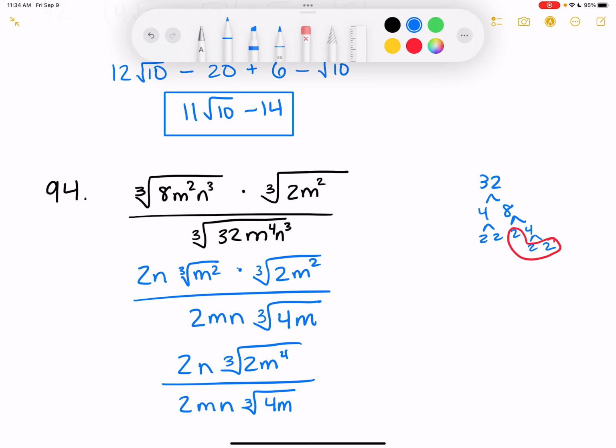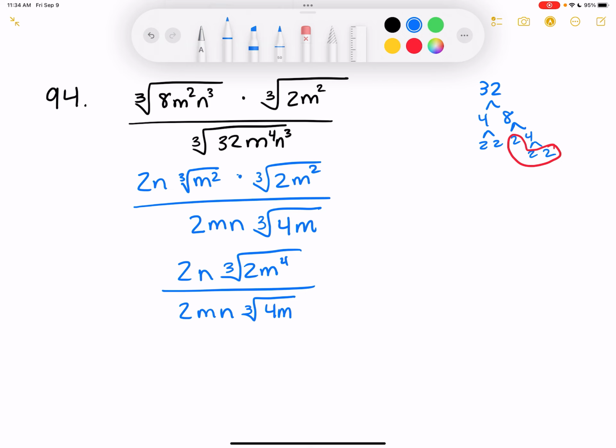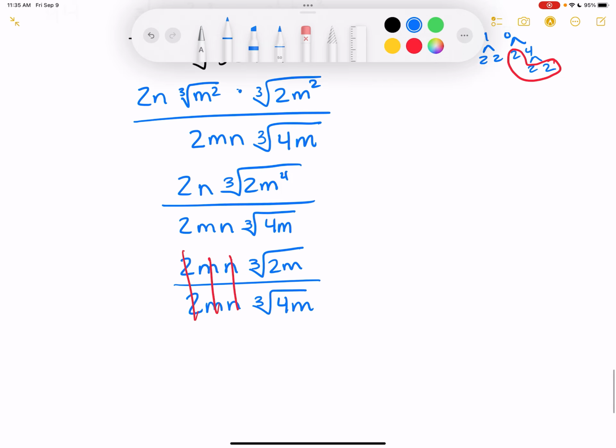Now, what do you notice about the stuff in front? It's the same. Oh wait, can you take the m out of the top, right? So it'd be the same. So go ahead and take that m out of the top. So you're going to have 2m times the cube root of 2m over 2m times the cube root of 4m. So those can cancel. Each of these things cancel each other. So that leaves you with the cube root of 2m over the cube root of 4m.